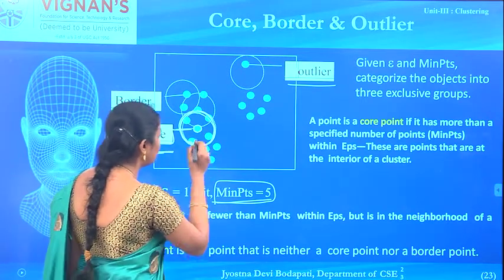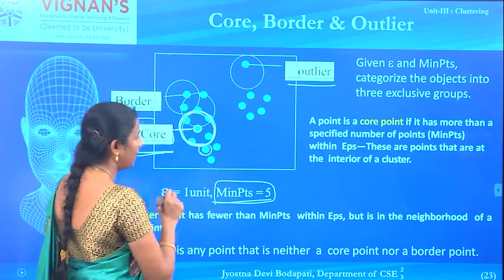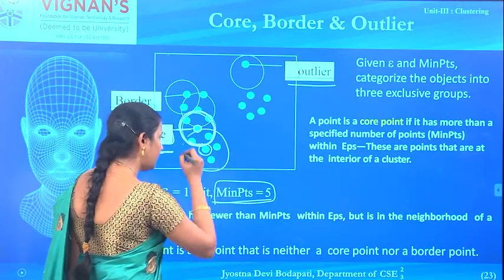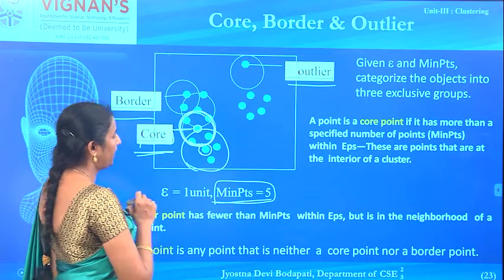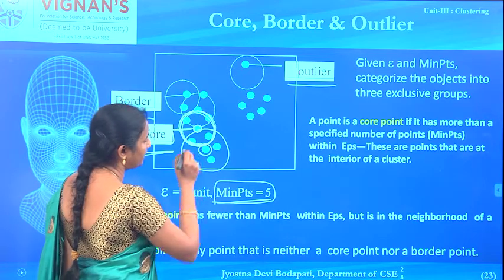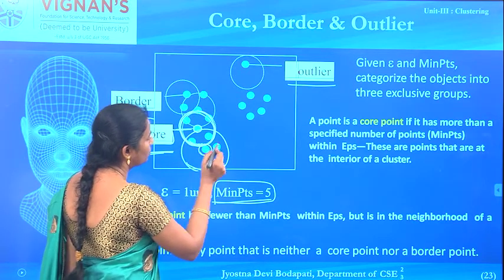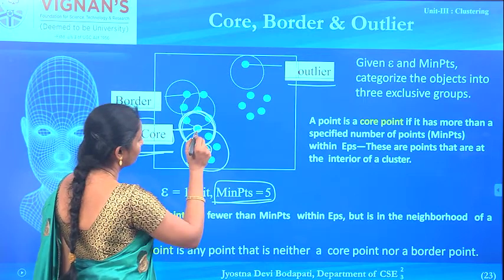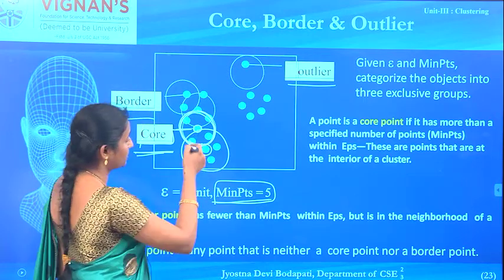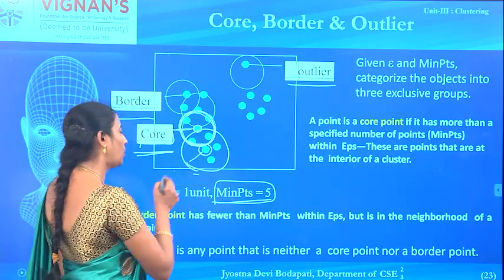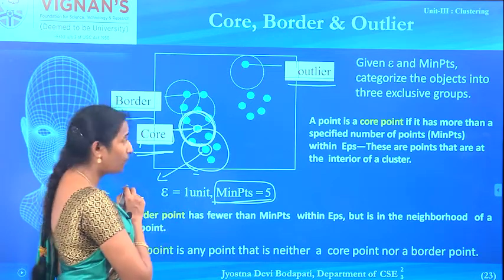And now consider this element. If you observe this element, and if you observe the radius, this epsilon radius, how many points are there within the region? I have 1, 2, 3, 4 and 5. Of course, this is also, again, it is 6, right? So here I can call this also a core point.